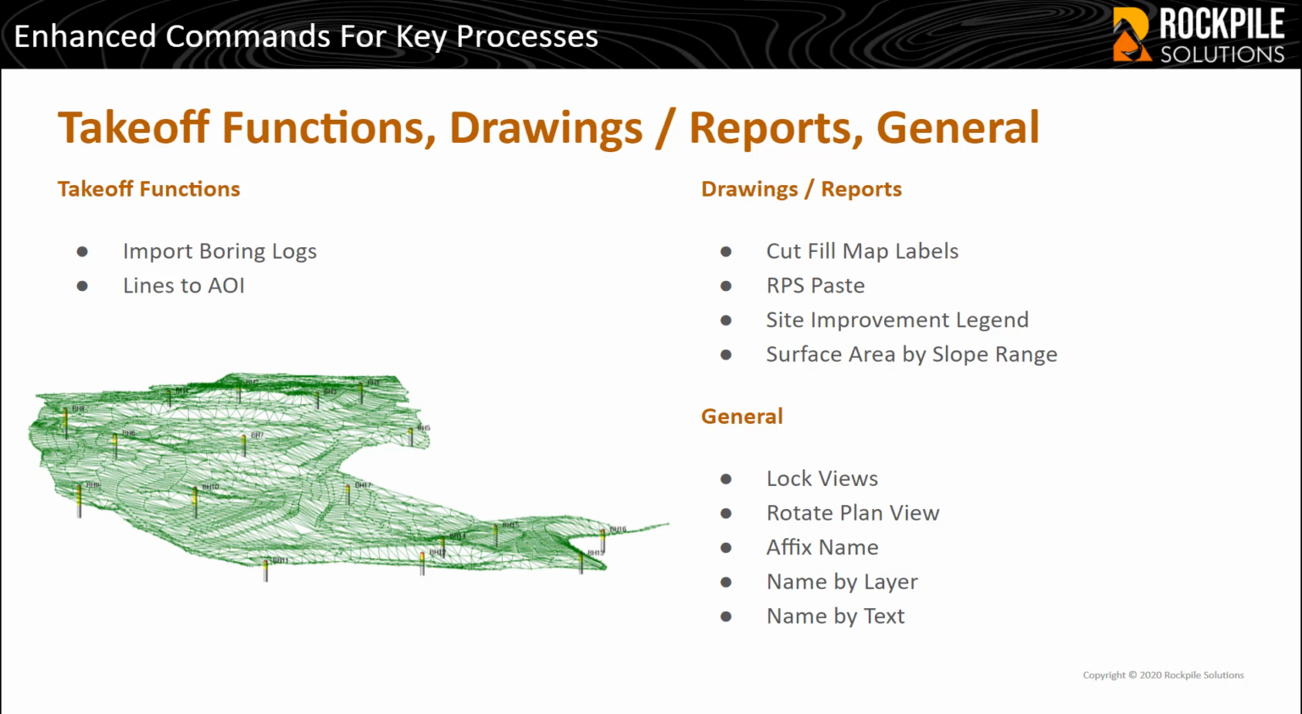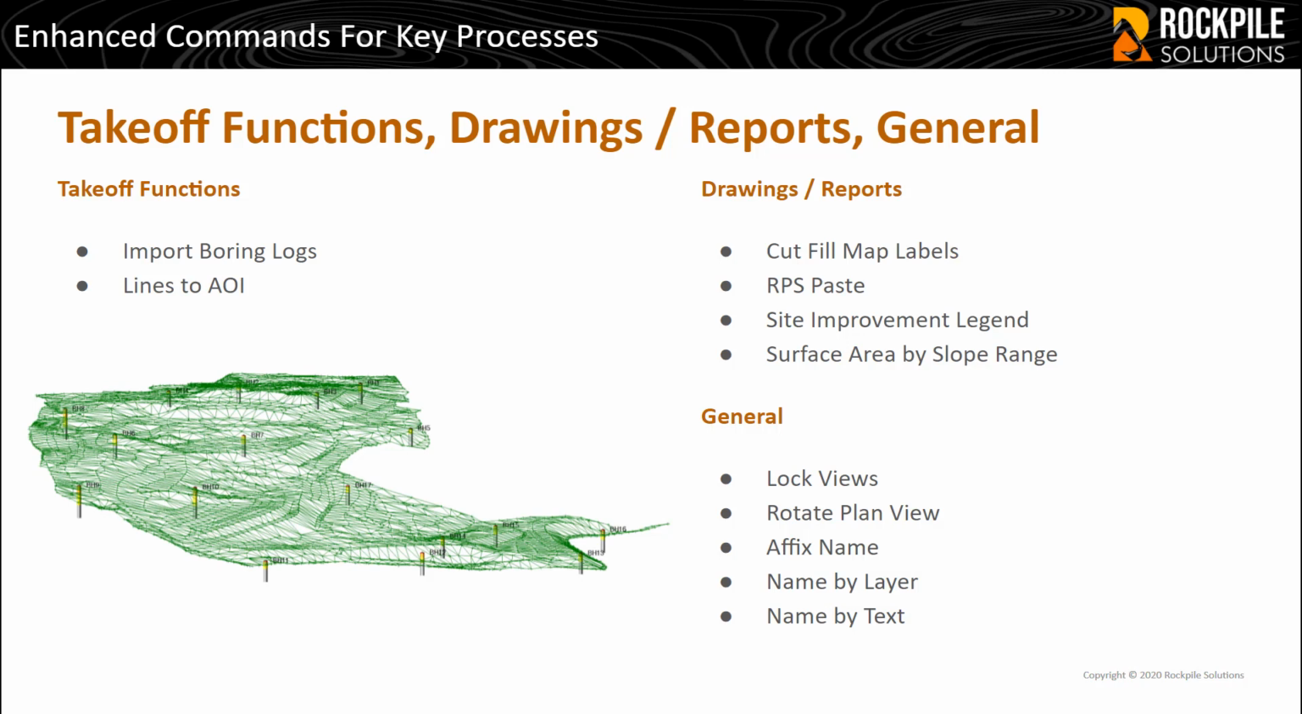Site improvement legend allows us to take a site improvement model, including all of the features with the materials and layer depths, and apply a legend to it automatically so that you can produce a drawing showing the colored areas on site along with the site improvements, the materials and material depths for people on site if you win the bid. Surface area by slope range allows us to calculate the amount of area on a surface that has different slope ranges, and it does a nice report that you can use as part of your takeoff calculations.